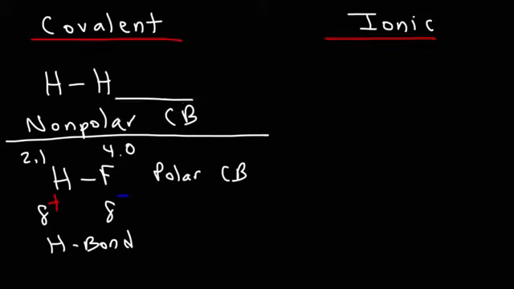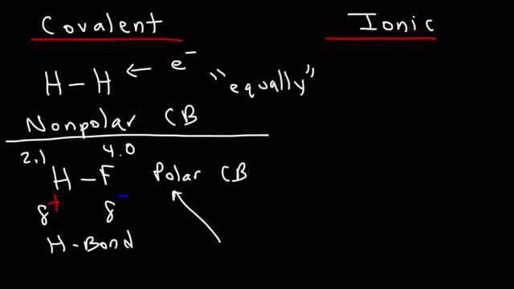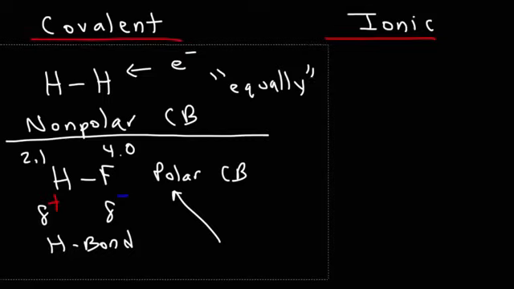You have nonpolar covalent bonds and polar covalent bonds. So make sure you understand the difference here. In a nonpolar bond, the electrons are shared equally. That's the key word. And in a polar bond, the electrons are shared unequally. Fluorine is going to have a tighter hold on those electrons.